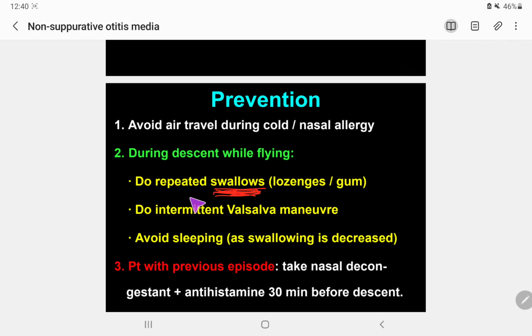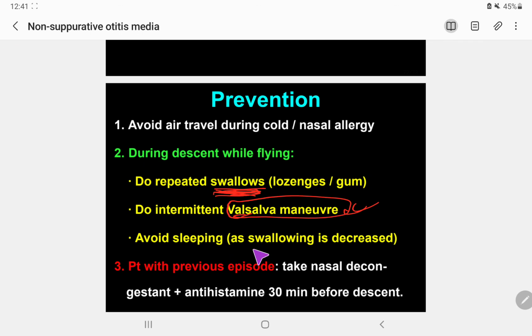Recently, due to COVID-19, they have stopped giving the chocolates, probably due to fear of spreading infection. But even if they do not offer us the chocolate, we have to do repeated swallows, right? So we can swallow our spit, and then we can prevent the barotrauma. Another is we can do an intermittent Valsalva maneuver, okay? If you don't know what a Valsalva maneuver is, go look at it. You have probably done it. It's just a fancy name, and I will probably make another clinical video about it, okay?